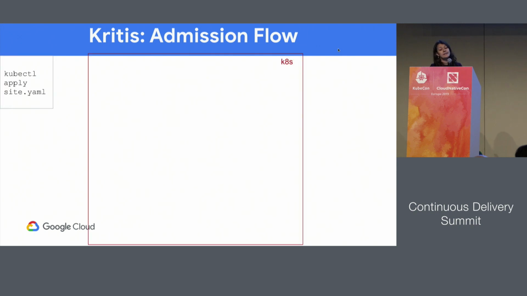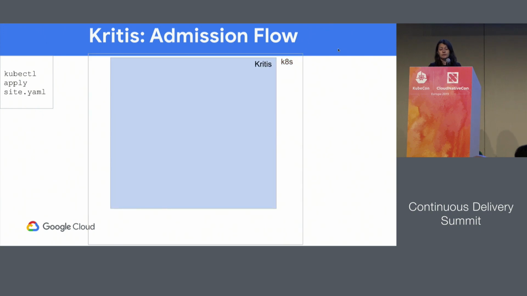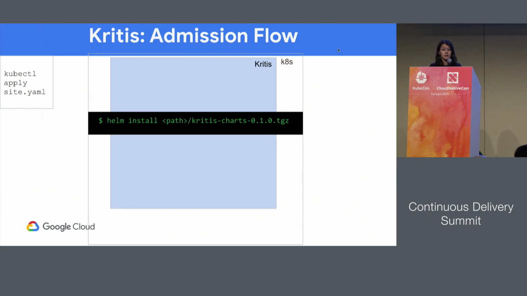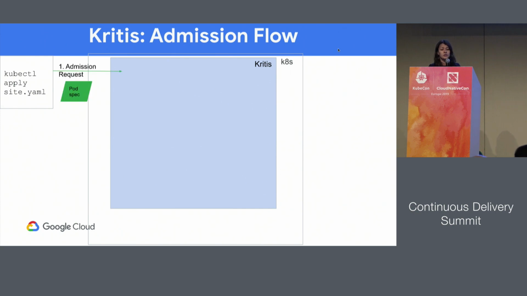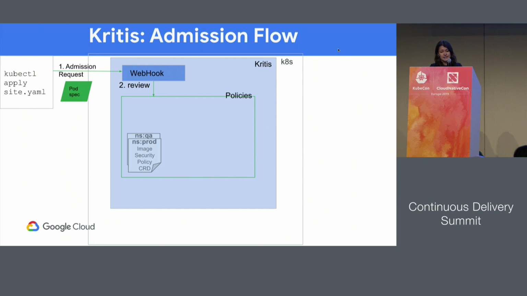And then we'll send this command into the Kubernetes cluster, which has Kritis installed inside it using the helm install command. And so now the admission request comes in with a pod spec describing it, and it will be captured by a webhook, which will review this admission request against a set of policies that we have. So imagine for QA and for prod namespaces, we have image security policies that we define in the CRD. If you don't know what CRDs are, we'll take a brief look at what they are, and you'll hear a lot more about them at KubeCon this week.